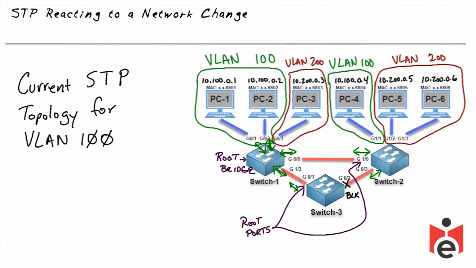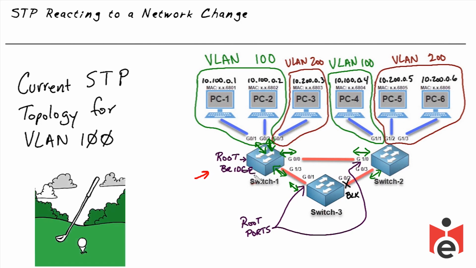We're going to focus on VLAN 100 for this discussion. So the switches have all shared their BPDUs with each other, and as a result have chosen the lucky winner, which is switch 1 to act as the root bridge. And the way the winner works with BPDUs is the bridge that has the lowest, like a golf score, the lowest bridge ID becomes the winner of the election for the root.